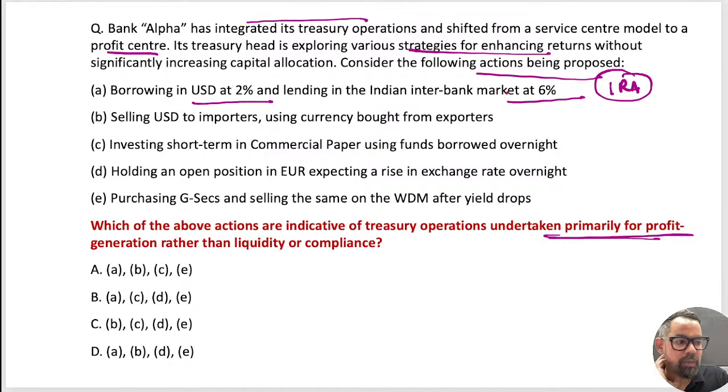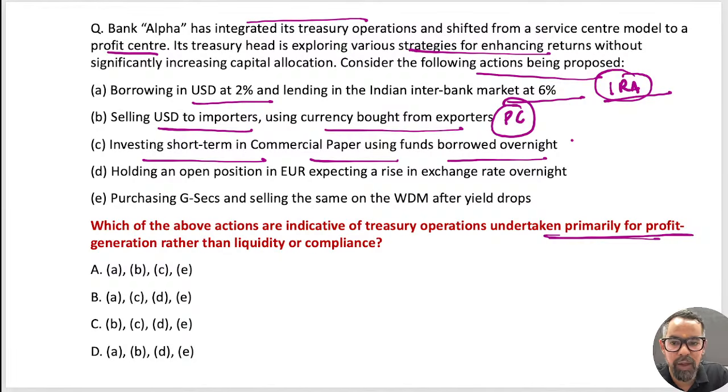The first case, we have a case of interest rate arbitrage. The second one is selling US dollar to importer using currency bought from the exporter. So it is buy and sell. It is a case of a profit center. Then the third one is investing short term in commercial paper using funds borrowed overnight, again a case of profit only. So selling USD to importer, no, this is trading. This is a normal transaction, actually commission based, so this should not come under this one.